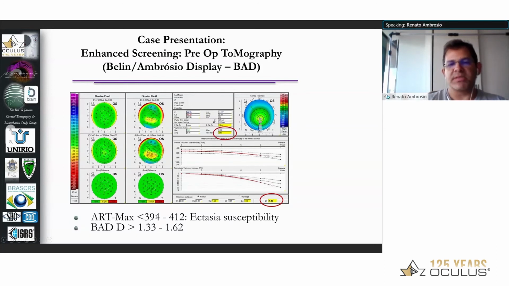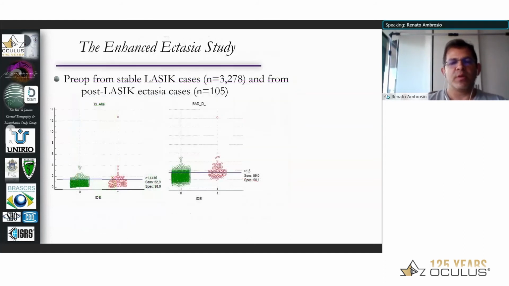The Artmax is another index that here would say that this patient has ectasia susceptibility. I don't think it's a keratoconus, but ectasia susceptibility. When we look at the enhanced ectasia study, in which we had precious data from 105 pre-op ectasia cases and stable cases, we had a pre-op from 3,278 cases, you see the IS value, the inferior-superior asymmetry index, which some people call Habilowitz, will be very specific. In fact, 98% specific, consider 1.45.